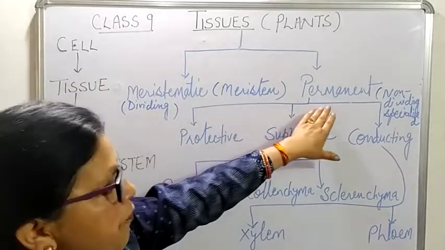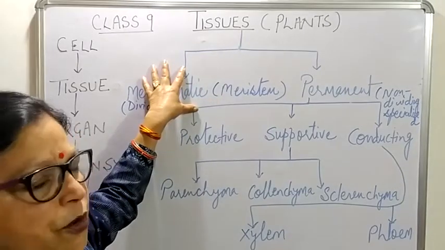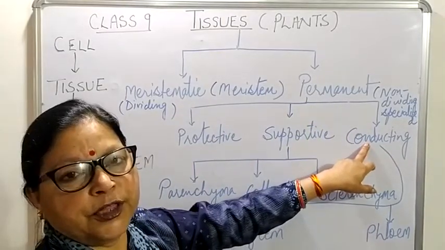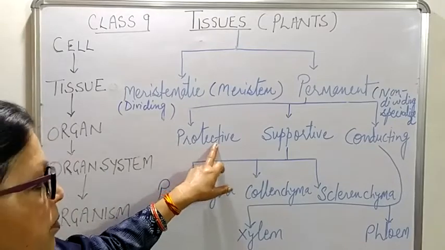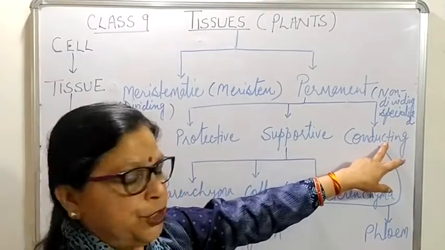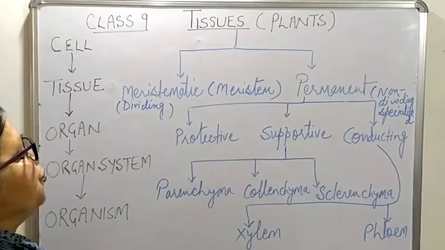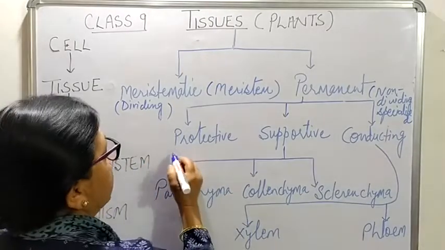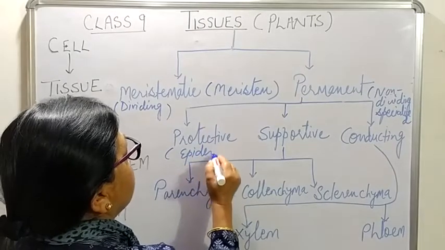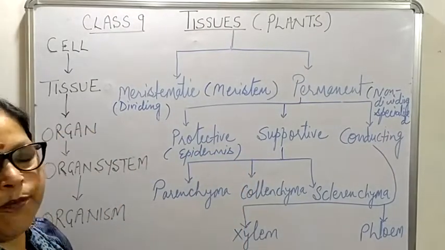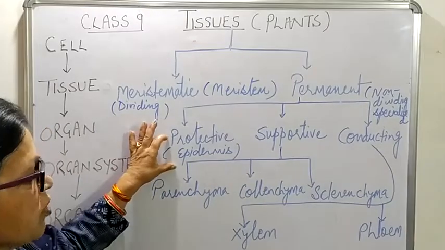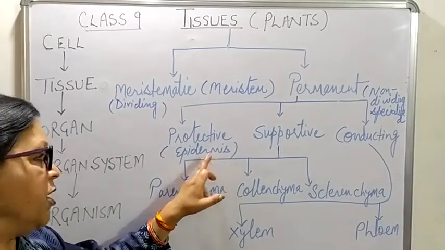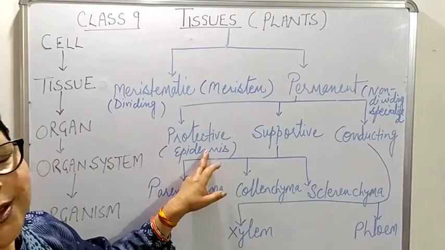First, you see, permanent tissues are of three types according to the function they perform. They are protective, supportive and conducting tissues. First of all, protective tissue. As the name indicates, protective means they will be protecting various plant parts. So epidermis, what is epidermis? The outermost covering of a plant part: the outermost covering of leaf, of root, of stem. That is made up of epidermis. Since it is the outermost covering, it is protective in function. It will be protecting the plant part.